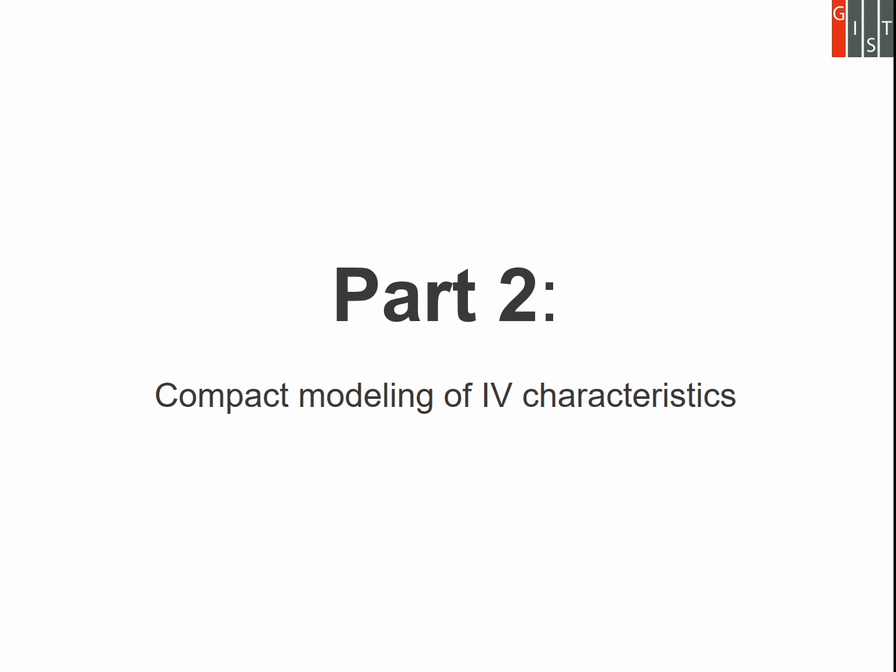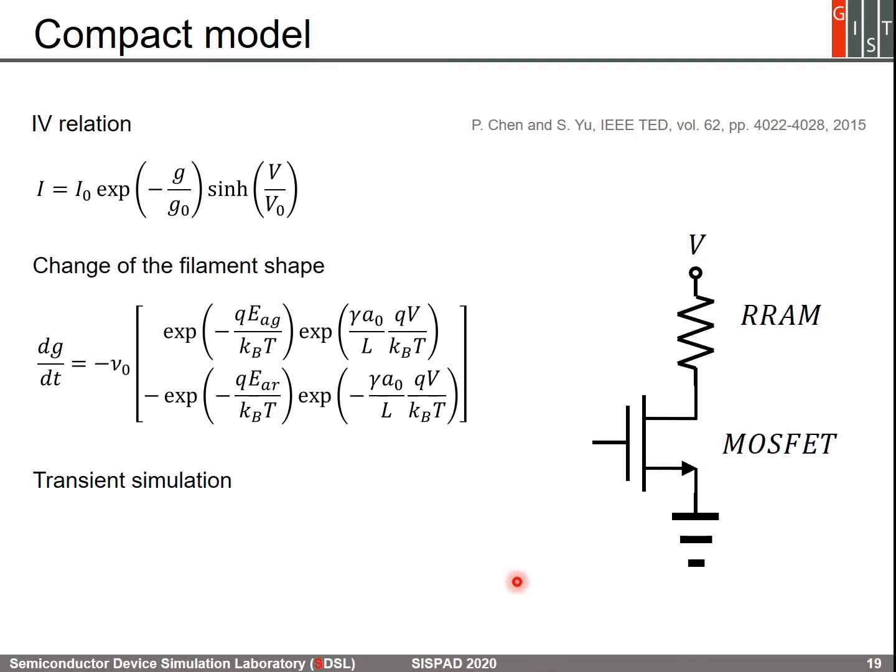Finally, an existing compact model is applied to generate the IV characteristics. We have adopted an existing compact model. In this model, the filament shape is simply characterized by a gap between the top electrode and the filament endpoint. It is denoted Z in the first equation, and its change is described by the second equation. Detailed description about parameters can be found in the reference.